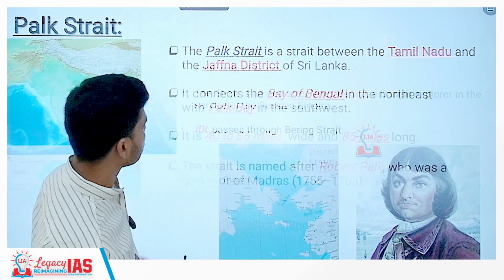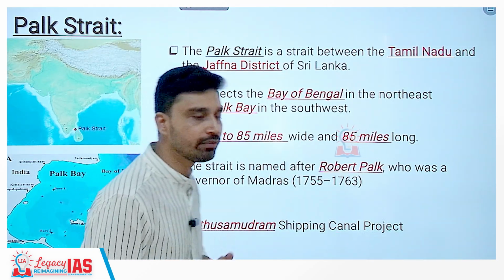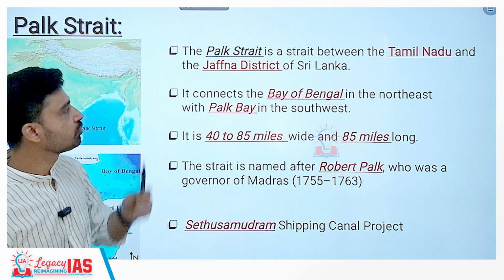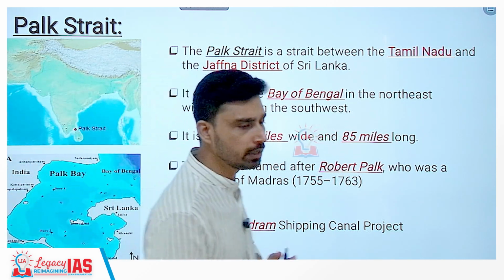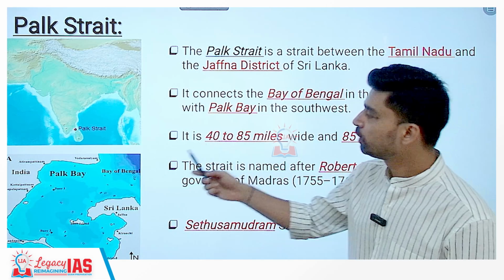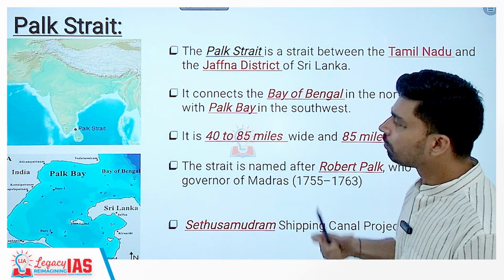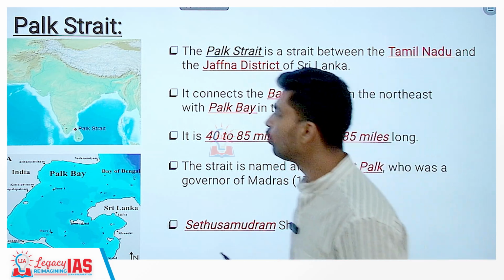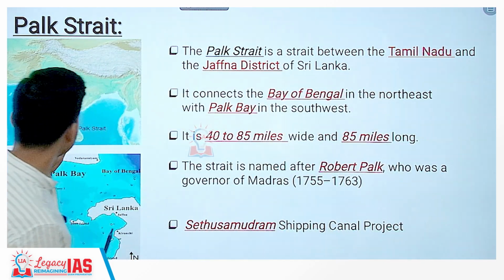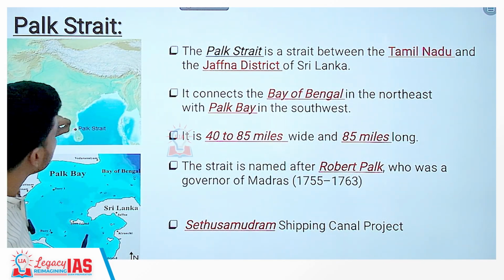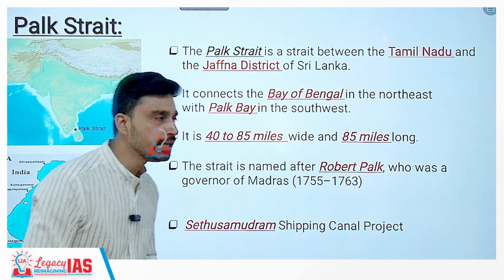The last strait that we have discussed here is the Palk Strait. Now, Palk Strait, all of you must be familiar, is situated between India and Sri Lanka, as you can see from the map here. More precisely, it is a strait located between the Tamil Nadu state of India, which is part of South India, and the Jaffna district, which is part of Sri Lanka.